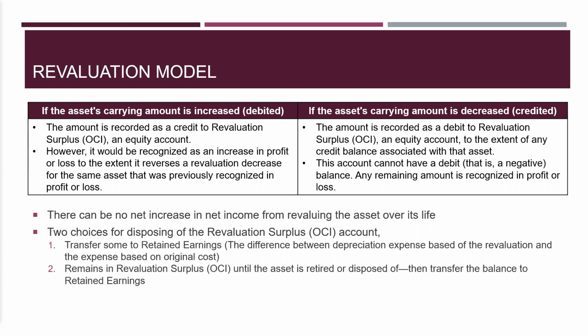The two choices we have when it comes to disposing of the OCI account balance are: the business can transfer the amount to the retained earnings, or alternatively, the balance can remain in the revaluation surplus OCI account until the asset is retired or disposed of. At that point in time, the balance can be transferred to the retained earnings. So it will eventually come to the retained earnings, either now or at the point of disposition.